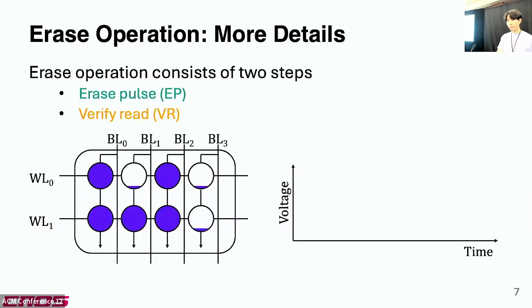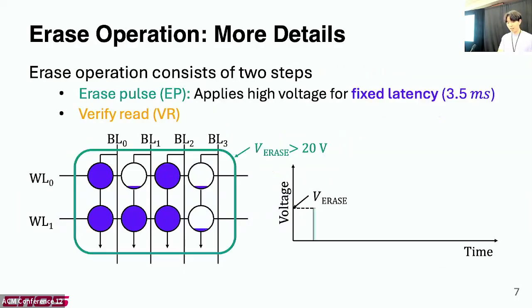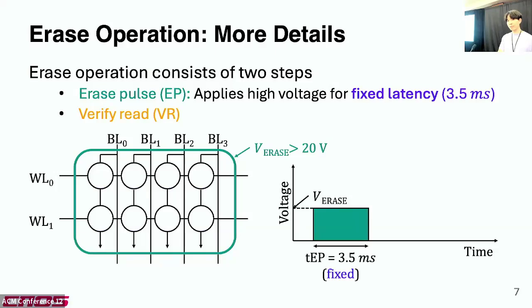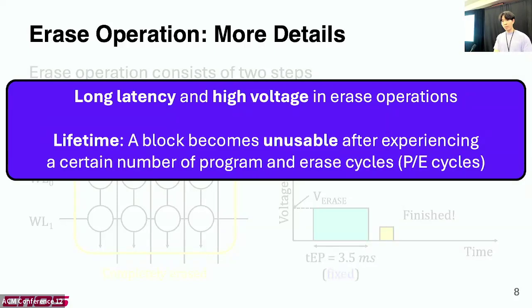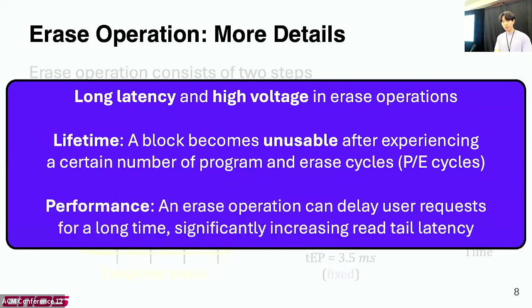Now let's see how erase operation works. It consists of 2 steps, erase pulse and verify read. Erase pulse applies high voltage to a target flash block for a fixed latency, here 3.5 milliseconds. After that, verify read checks if a block is completely erased or not. If so, erase operation finishes after 3.5 milliseconds. However, erase operation with long latency and high voltage physically damages flash cells, limiting SSD lifetime. Also, its long latency can often delay user requests for a long time, increasing tail latency.